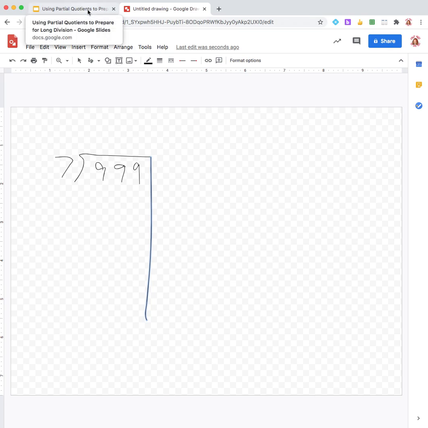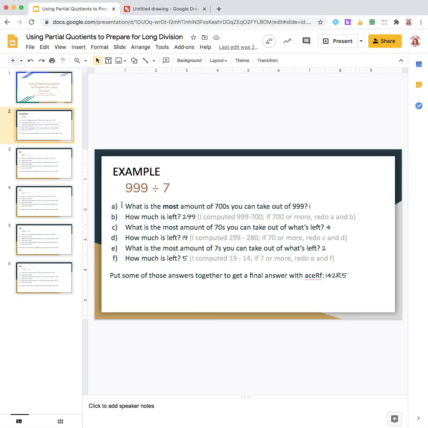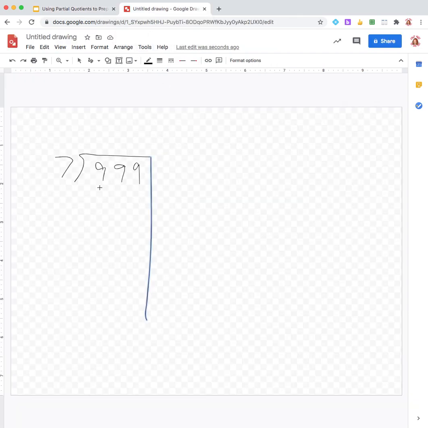Okay, so when I'm doing this guided type of style, what is the most amount of 700s you can take out of 999? So I can take one set of 700 out of there. And I believe when you did partial quotients, if you want to take out 700 over here, you would say, I'm taking out 100 sets of 7. But I'm taking out one set of 700.